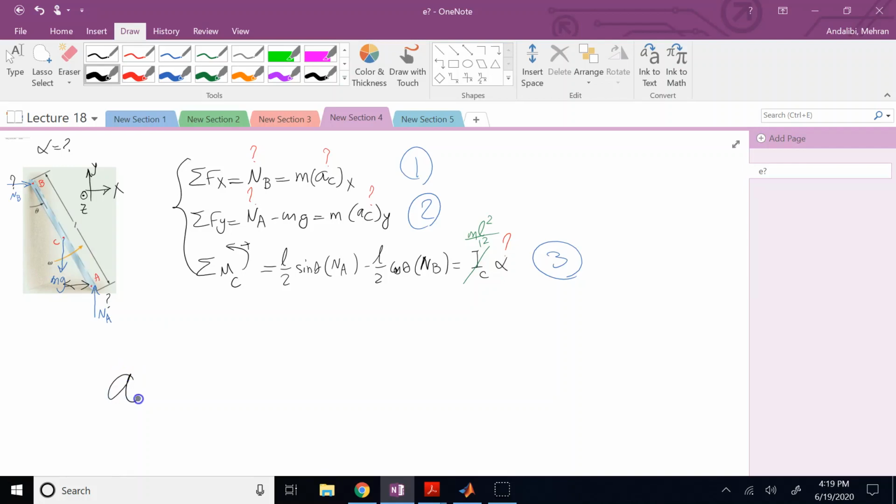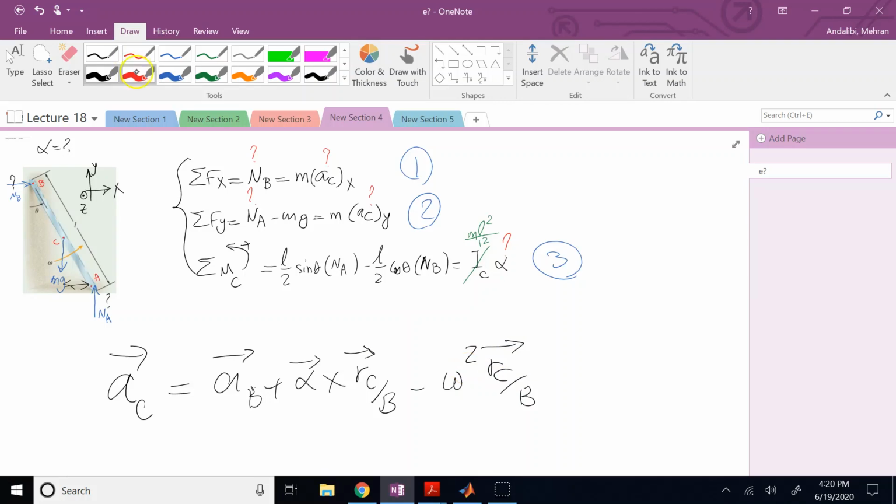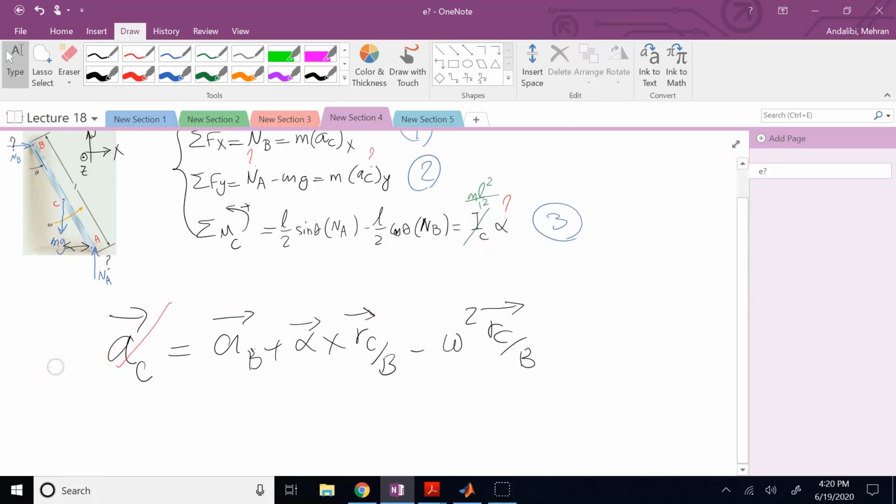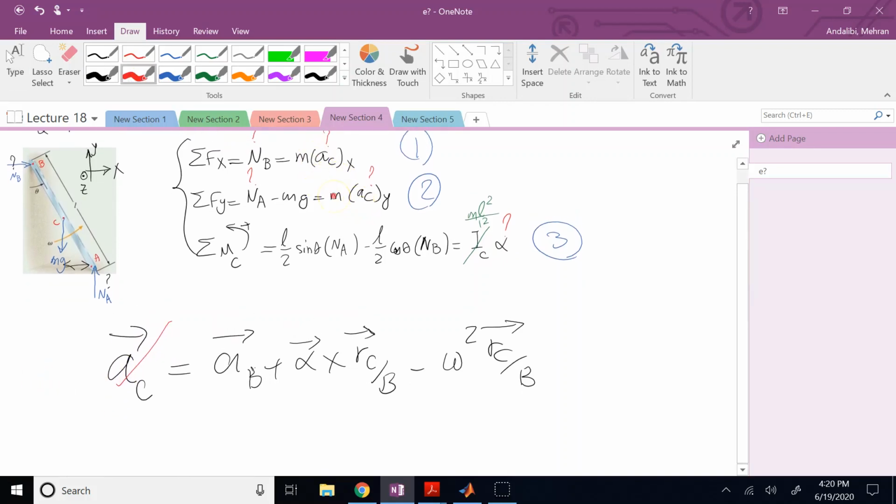So I say A of C, and this is the kinematics formula that we had, is A of B plus alpha cross R of C with respect to B minus, again, since this is a 2D case, I can simply say minus magnitude omega squared times R of C with respect to B. I'm not doing the double cross because this is a simple 2D case. And now, what is A of C?